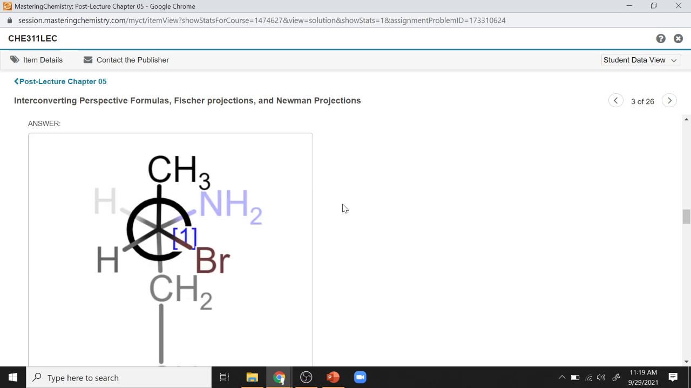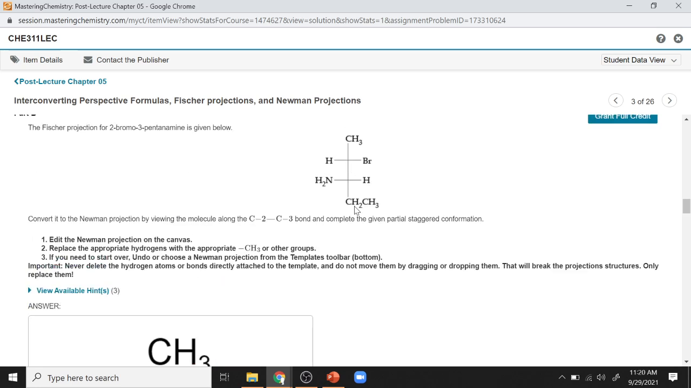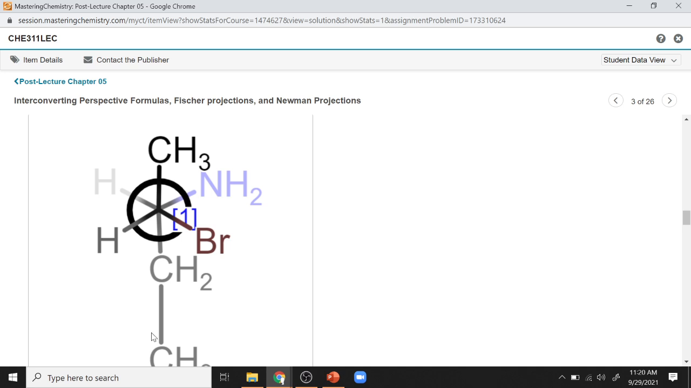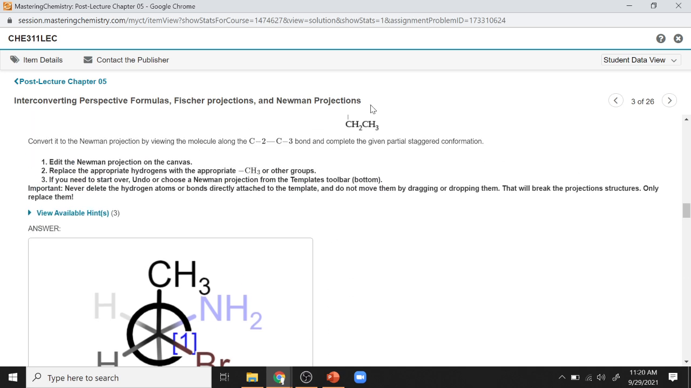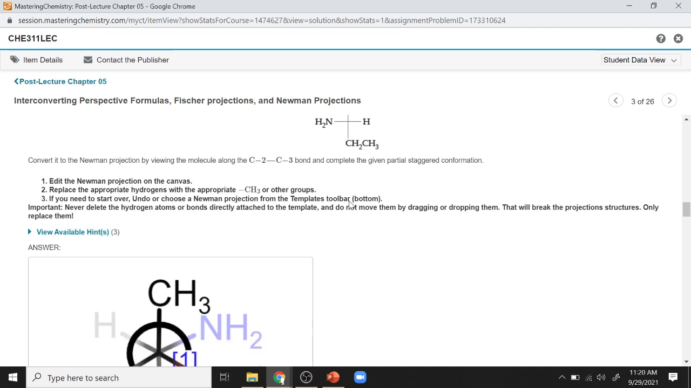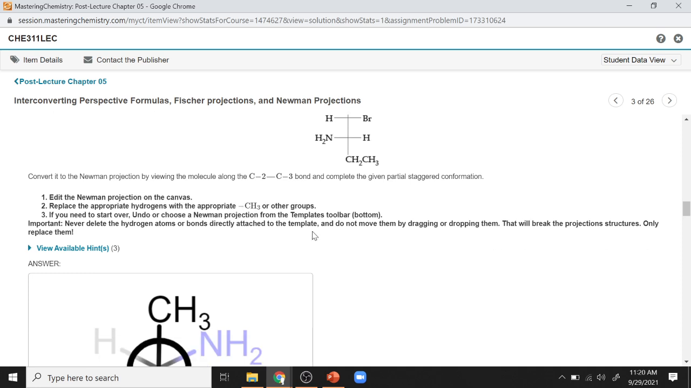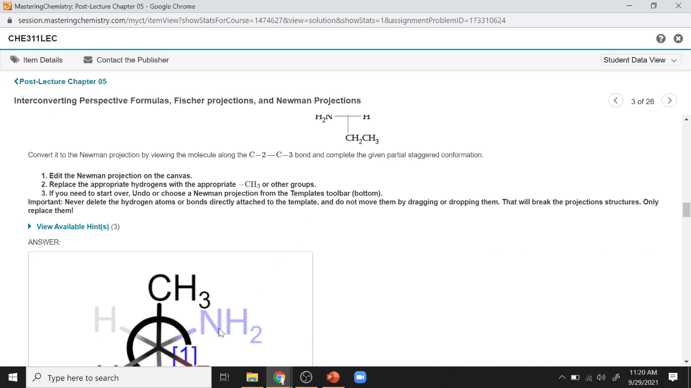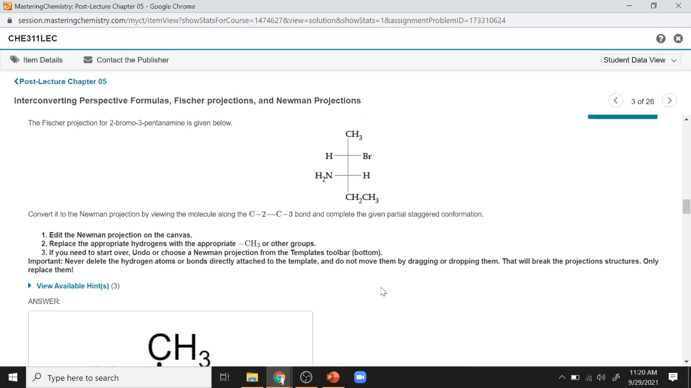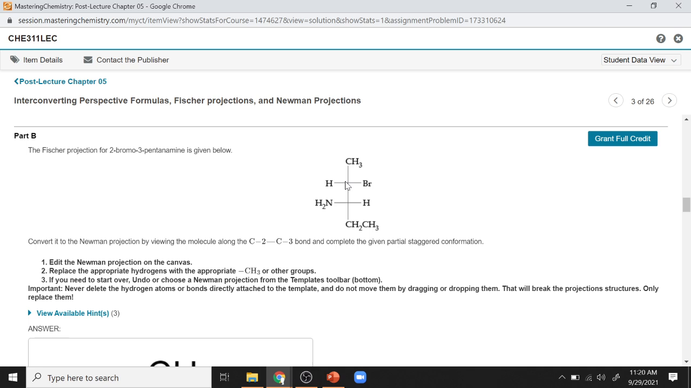So it's going to be flipped. So we write CH2, CH3 on the bottom. The one that was on the right will now be on the left. The one that was on the left will now be on the right. And that's it. And again, keep in mind, this is because we're looking down the C2 to C3 bond.